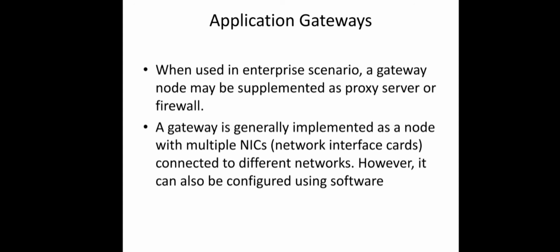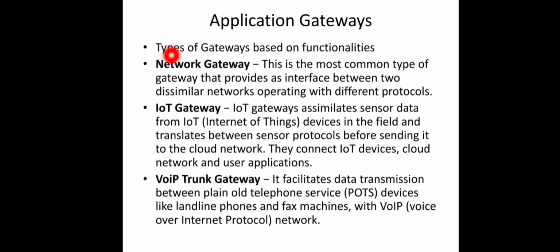Such firewall activities can also be done using these application gateways, and it can be implemented either in hardware or software. In the case of hardware, multiple NICs will be there corresponding to every network to which the gateway is connected. Otherwise, it can be configured using software. Different types of application gateways are there depending on the use of that particular gateway. For example, the network gateway is the most common type of gateway that provides an interface between two dissimilar networks operating with different protocols.